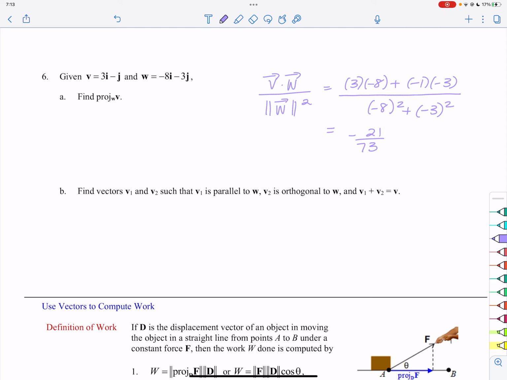So now we can come over here and say that the projection of vector V on W is -21 over 73 multiplied by -8i minus 3j, and that's equal to 168 over 73 i plus 63 over 73 j.